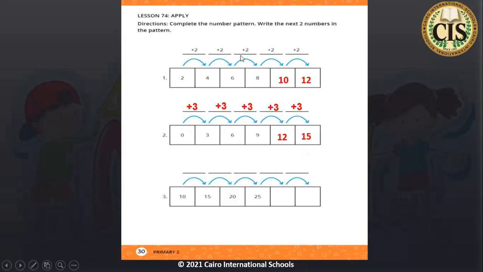10 becomes 15. Okay? First subtract the first 2 numbers. 15 minus 10. After 10, 11, 12, 13, 14, 15. So we are adding 5. 15 and 20. Look carefully. 15 becomes 20. 15 plus 5 equals 20. 20 plus 5 equals 25. Now we're going to add 25 plus 5. After 25, 26, 27, 28, 29, 30.